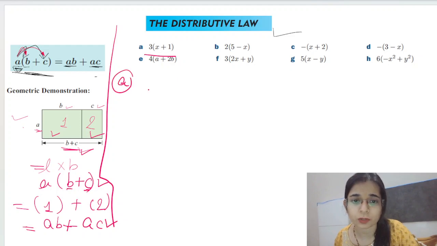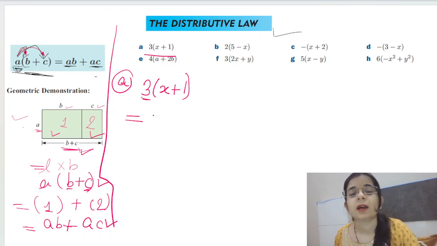Let's focus on the first question. Here the term outside is a constant, x is a variable. I hope you're clear about the terms constant and variable. A constant is a term which has a fixed value, a variable is one whose value may vary or differ, right? And basically we represent variables by algebraic terms like a, b, c, x, y.